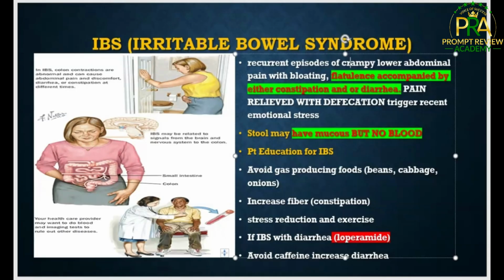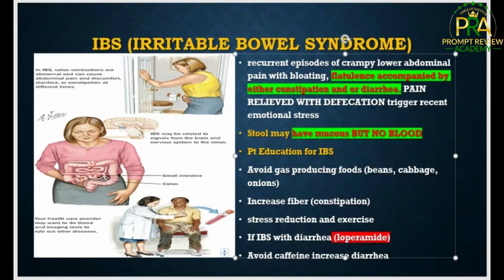And what is the education? You can tell the patient to avoid gas producing foods. You can tell them to increase their fiber, tell them to reduce stress or exercise, because some people with stress start having a lot of diarrhea. Some people, when they have an interview or an exam, keep having diarrhea. So it can be as a result of stress. So just tell the patient to reduce stress. They need to avoid caffeine use. Okay. So that is it.